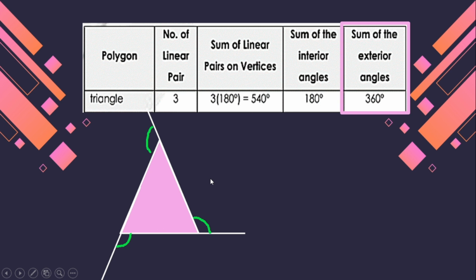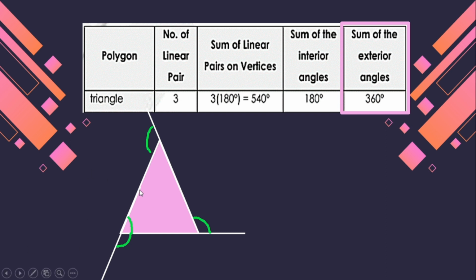At kung mapapansin nyo, anong relationship ng isang interior angle sa exterior angle na katabi niya? Mapapansin natin, di ba? Siya ay linear pair. Ang dalawang angle ay linear pair. Bakit? It forms a line. At pag sinabi nating linear pair, di ba? Recall tayo, it should be adjacent angles at it should be supplementary. Tama? Dapat adjacent siya at supplementary siya.